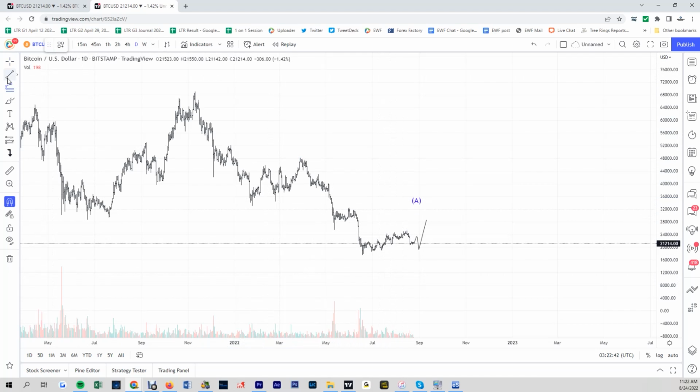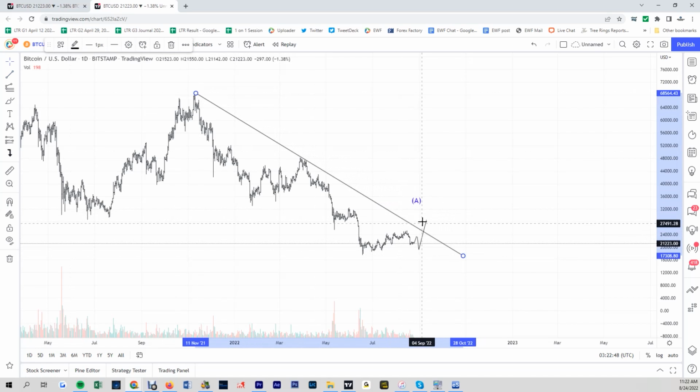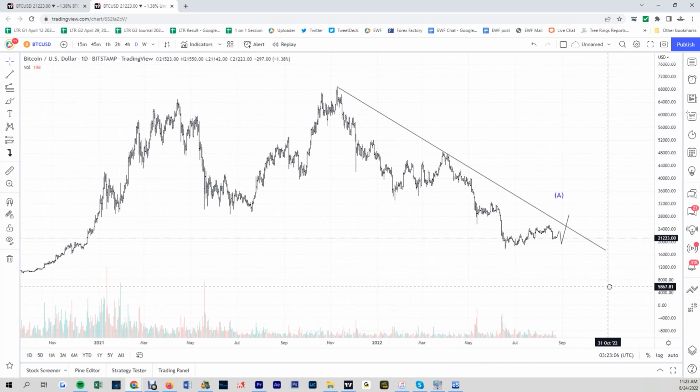So as long as Bitcoin continues to stay below this trend line here, it doesn't matter how much higher it will go, it's still considered to be part of the same cycle, and it still can go down to 12,000. It's very simple. This trend line here, as long as we don't break above it, the expectation is it can go down to the ideal target 12,000.